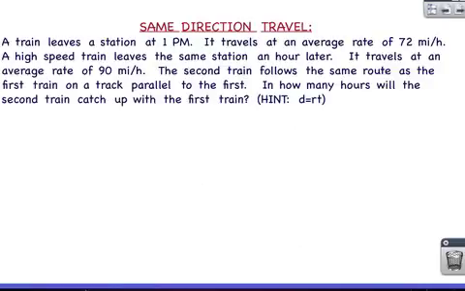Now let's talk about problems that involve same direction travel. A train leaves a station at 1 p.m. It travels at an average rate of 72 miles per hour. A high-speed train leaves the same station an hour later. It travels at an average rate of 90 miles per hour. The second train follows the same route as the first train on a track parallel to the first. In how many hours will the second train catch up with the first train?